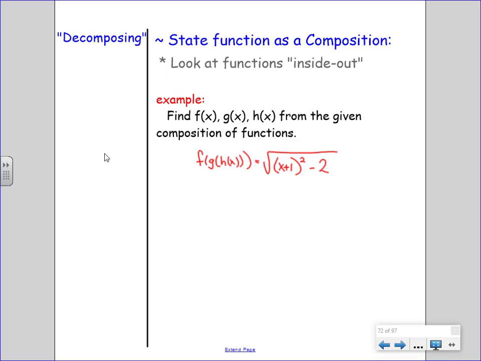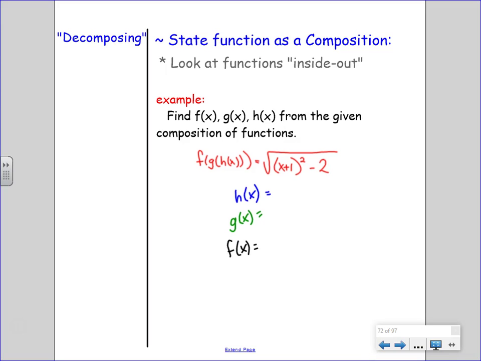We're looking inside out. That was good. We have a put together composition. We have an H that's been put into a G that's been put into an F. But we need to figure out who is H, who is G, and who is F before they were composed. Who is F? Who is G? And who is H?